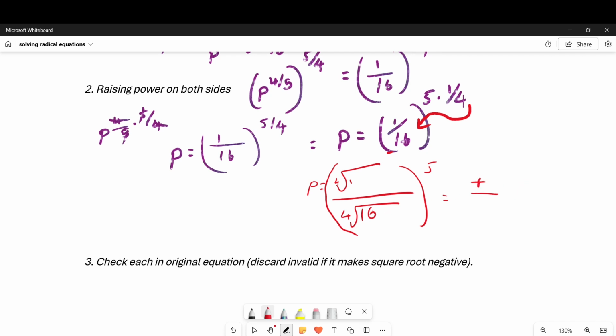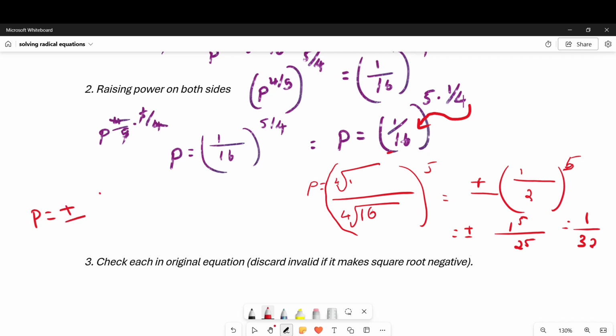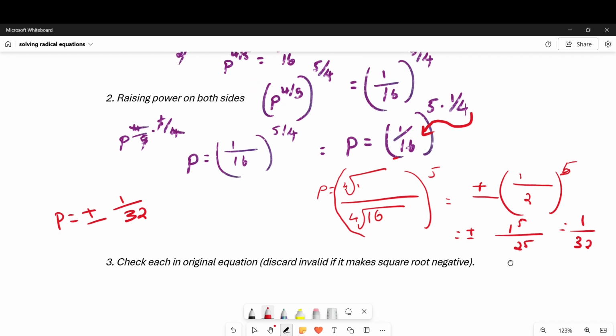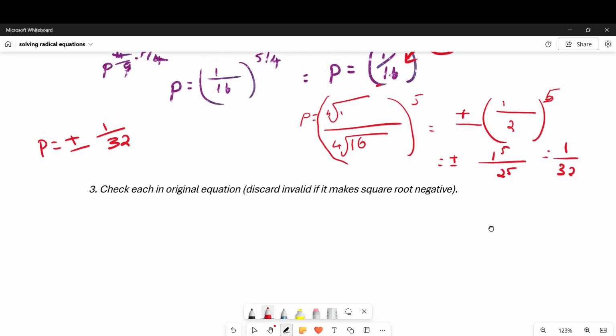The fourth root gives 1 by 2, all to the power 5, because this 5 is left here, the power still. So 1 raised to 5 divided by 2 raised to 5 is equal to 1 by 32. So plus or minus 1 by 32. The value of p is plus or minus 1 by 32. The plus or minus came because we took a fourth root here. So let's check whether the answer is correct or not. Just plug these values into the original equation. p is equal to plus or minus 1 by 32.